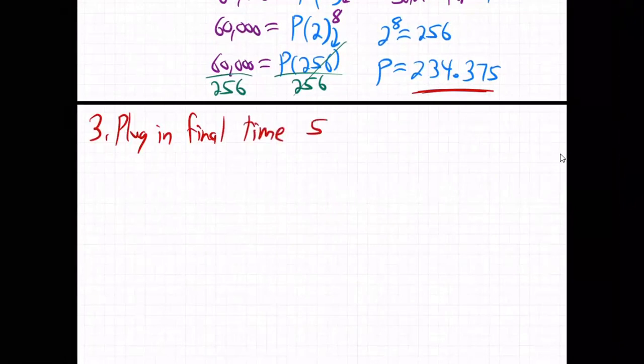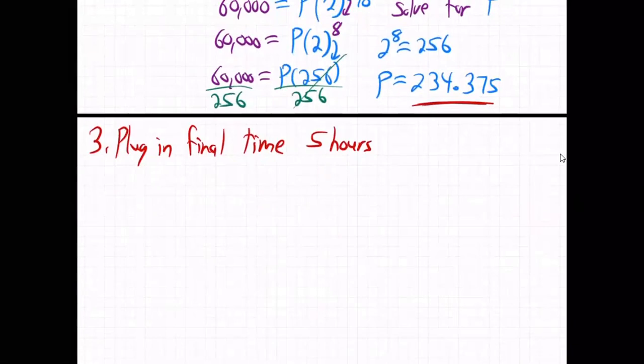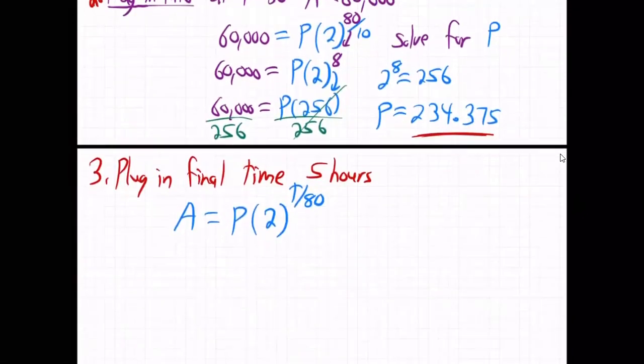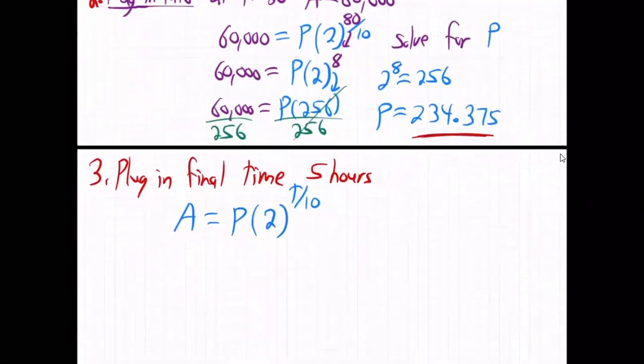And what it says is 5 hours, right? Yeah, 5 hours. So it wants the size of the bacterial population after 5 hours. Now, our formula is A equals P times 2 to the T over 10. I'm just grabbing our formula from right here. Right, because the doubling time was 10, so that's what goes down there.